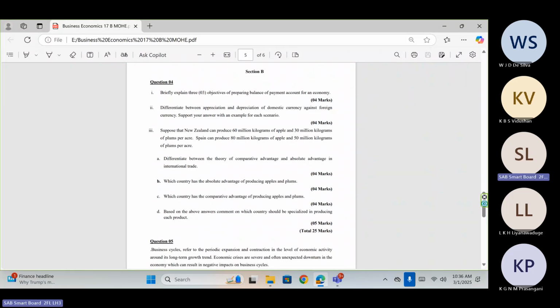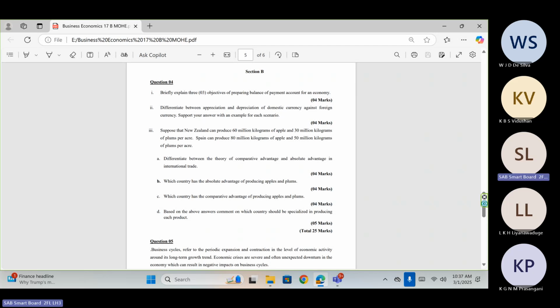The next one is a very easy one. We have done a complicated one previously. Suppose that New Zealand can produce 60 million kilograms of apple and 30 million kilograms of plums per acre. Spain can produce 80 million kilograms of apple and 50 million kilograms of plums per acre. Differentiate between the theory of comparative advantage and absolute advantage. This is not related to this mini case. This is based on what is comparative advantage, what is absolute. We have discussed it multiple times.